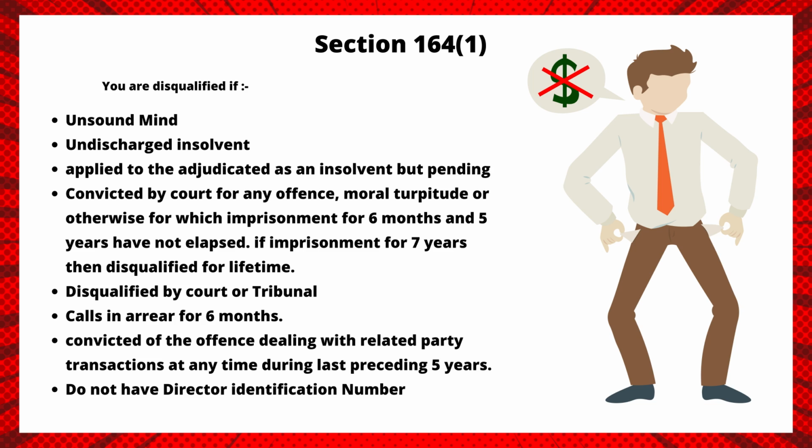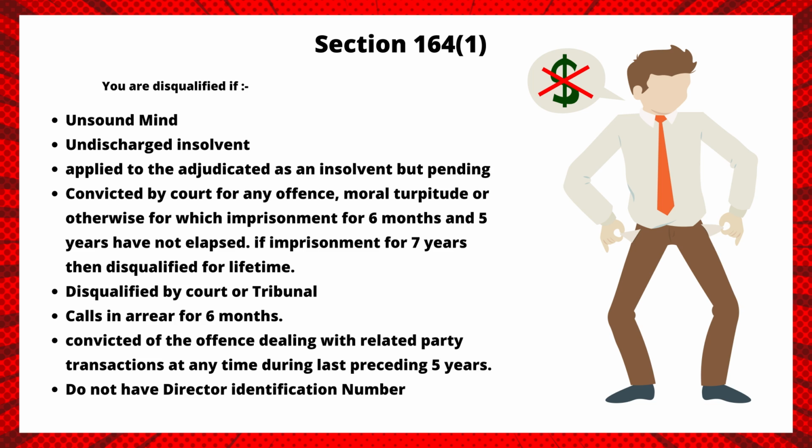Now clause F says that if you have made calls in arrear of 6 months and more, in such cases also you can't be a director of the company. Now clause G says that if you are convicted of an offense dealing with related party transaction at any time during the last preceding 5 years, which is listed under section 188 of the Companies Act 2013, then you are disqualified to be a director of the company.